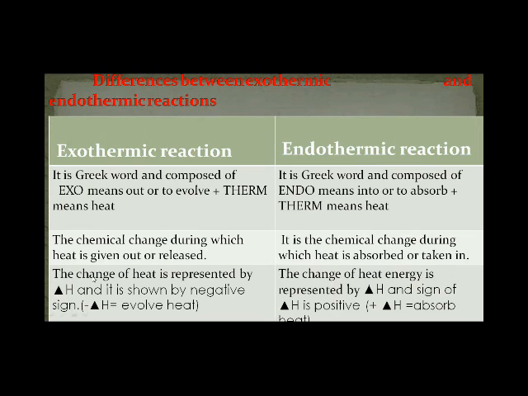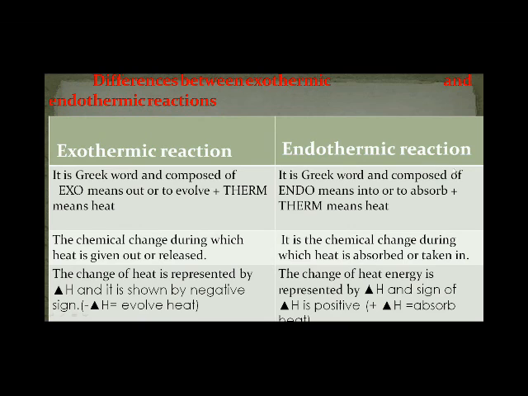Next, the change of heat is represented by delta H. This triangle shows delta, the change in property, and it's a Greek word. Delta H is shown by a negative sign, and delta H is equal to evolved heat, meaning they are passing out the heat, releasing the heat. So a negative sign is shown in an exothermic reaction.